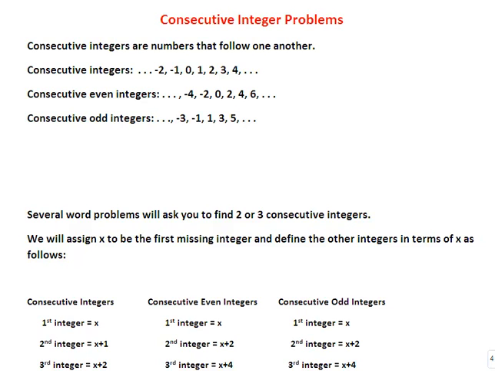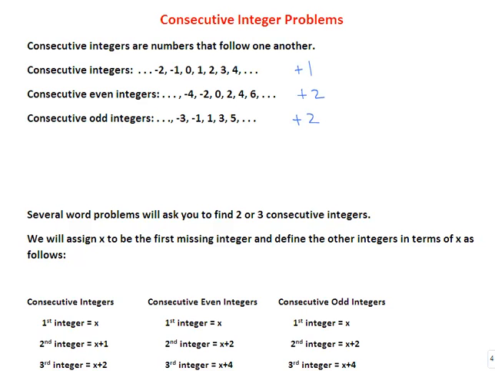So consecutive integers would look like -2, -1, 0, 1, 2, 3, 4. Notice each time you go up, you're going up by 1. You could also see consecutive even integers. So this would be -4, -2, 0, 2, 4, 6, 8, 10, 12, and so on. Notice each time these are going up by 2. Consecutive odd integers would be -3, -1, 1, 3, 5, 7, 9, all those odd numbers. And again, these are also going up by 2 each time. From 1 to 3 is 2, from 3 to 5 is 2.